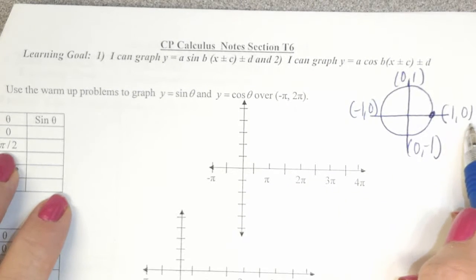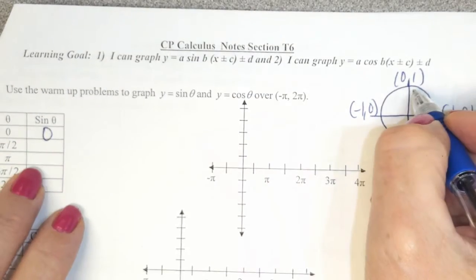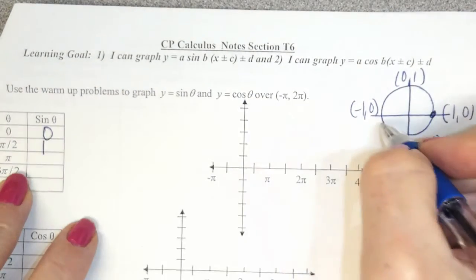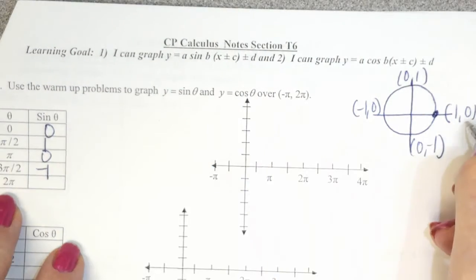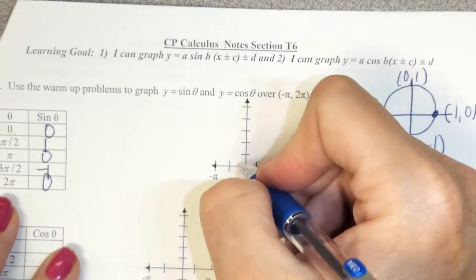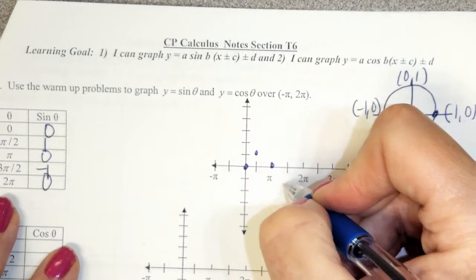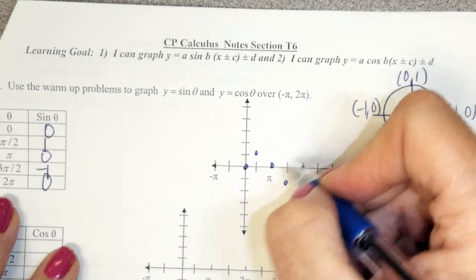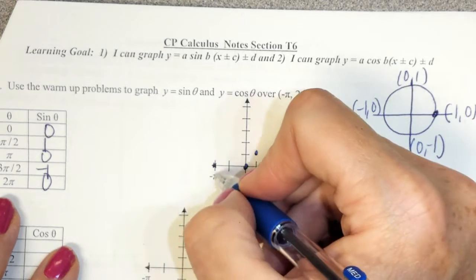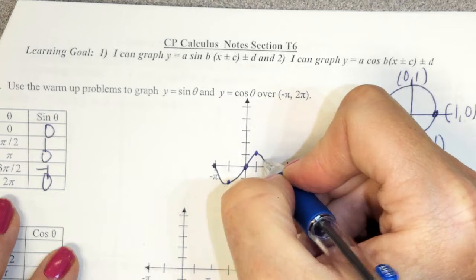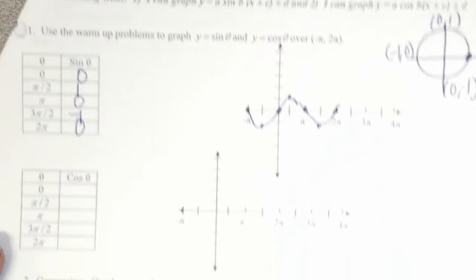At 0, what's the sine at 0? 0. At pi over 2? At pi? 3 pi over 2? 2 pi. Okay, so this pattern goes 0, 1, 0, -1, 0. It does that forever. Back here, -1. We could continue it. Remember doing this last year? All right, so there's the sine.